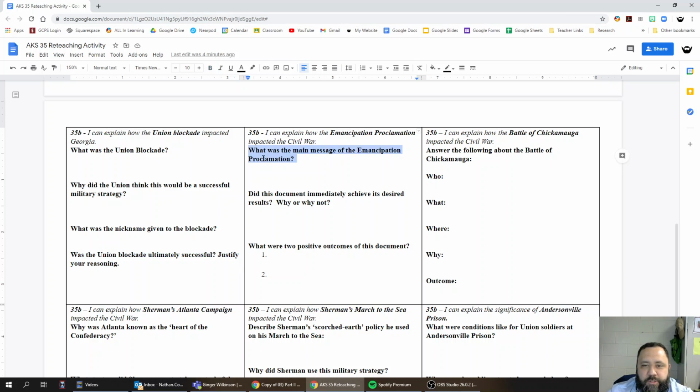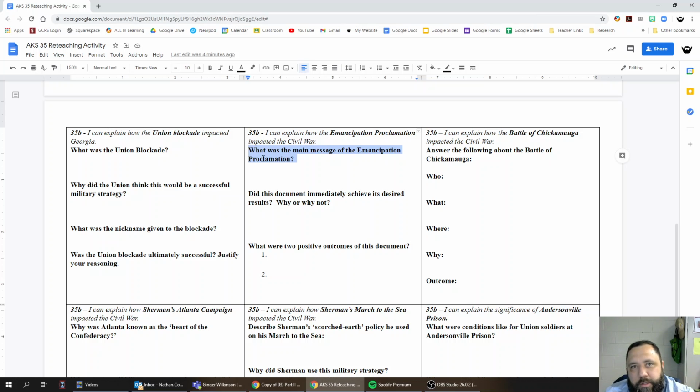What was the main message of the Emancipation Proclamation? So initially, the Emancipation Proclamation was about trying to get the South to surrender. Lincoln said to them, if you surrender by January 1st, then you will be allowed to keep slavery. After that, though, when we conquer you, we will end slavery, where it exists, we will free all the slaves.